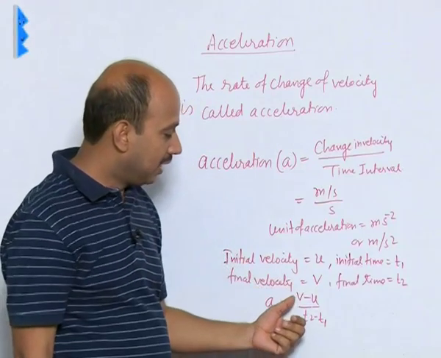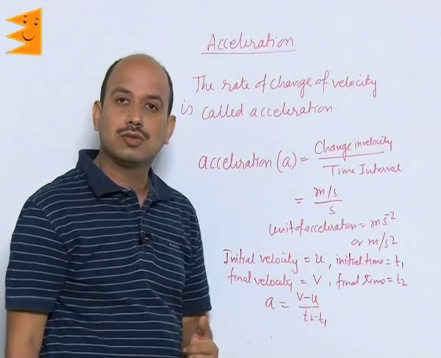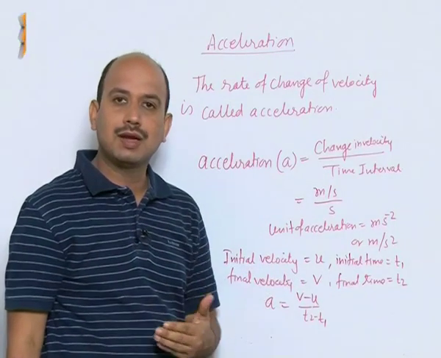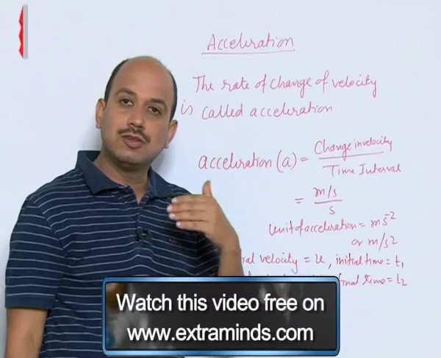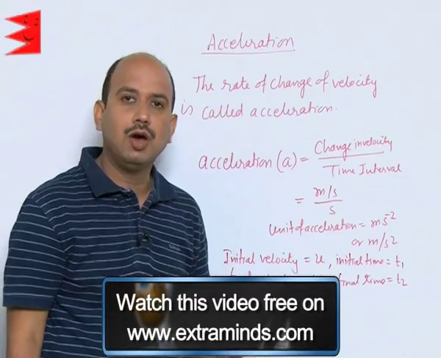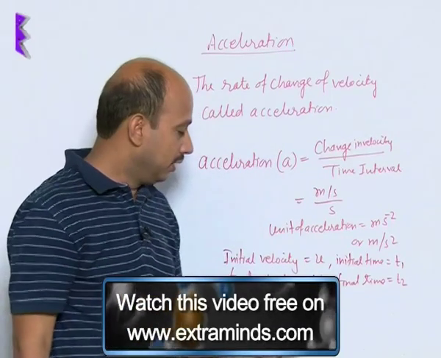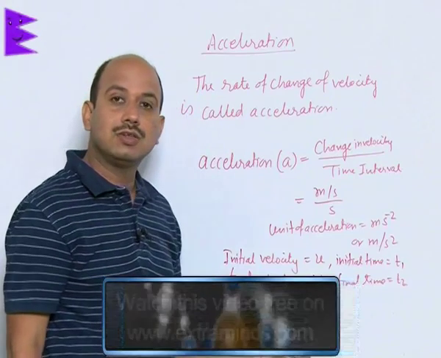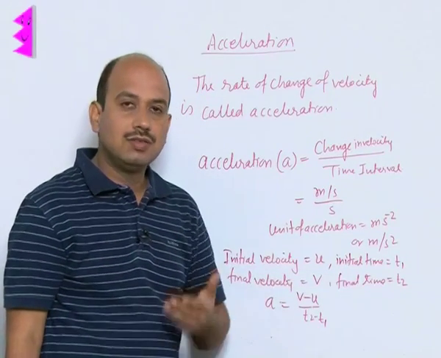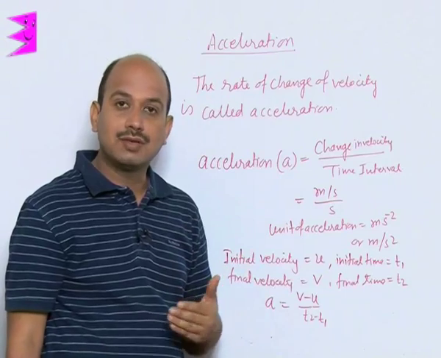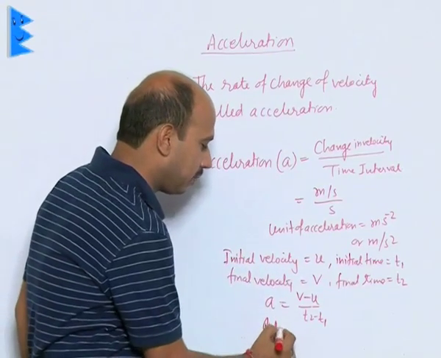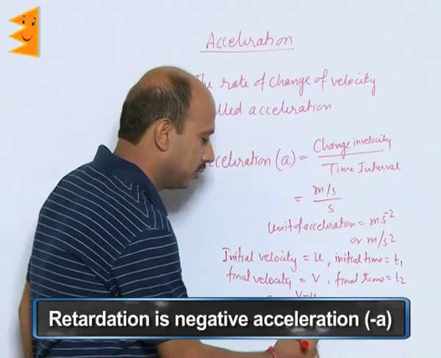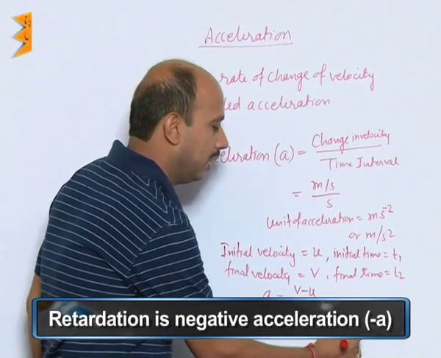But if final velocity is less than initial velocity, suppose initially a car was moving at a speed of 50 km per hour. After some time it is moving with a speed of 20 km per hour. Now, speed has gone down. In this case, the value of acceleration will come out negative. This negative acceleration is known as retardation. So, retardation is basically negative acceleration.